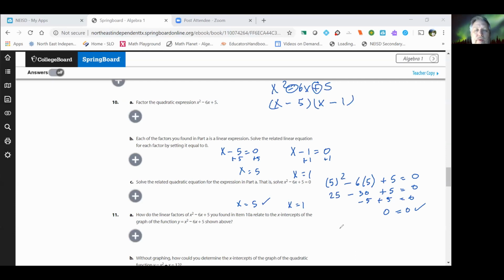And now we want to verify x equals 1 is a solution. So it's going to be 1 squared minus 6 times 1 plus 5 equals 0. 1 squared, of course, is 1. 6 times 1 is 6. So 1 minus 6 is negative 5 plus 5. And negative 5 plus 5 equals 0. And again, we've confirmed that x equals 1 is a solution to the quadratic.